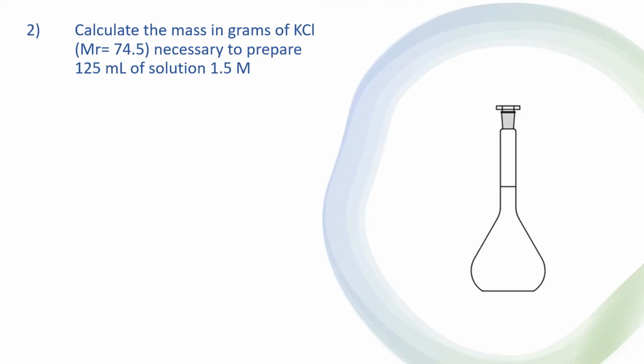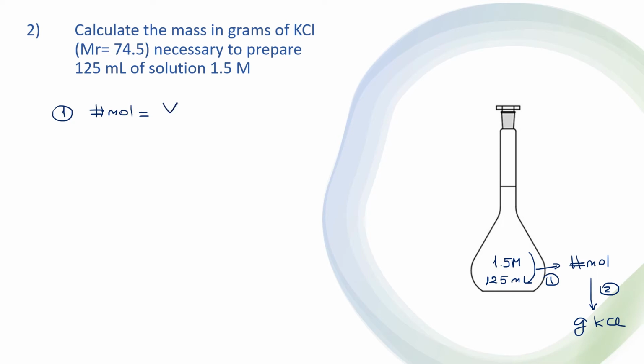In this example, we need to prepare 125 milliliters of a 1.5 molar solution. So with these two values, we are going to calculate the number of moles of solute, and then in the second step, we will calculate the grams of potassium chloride. This is going to be step 1. This is going to be step 2. So in step 1, we calculate the number of moles, which is the volume times the concentration.